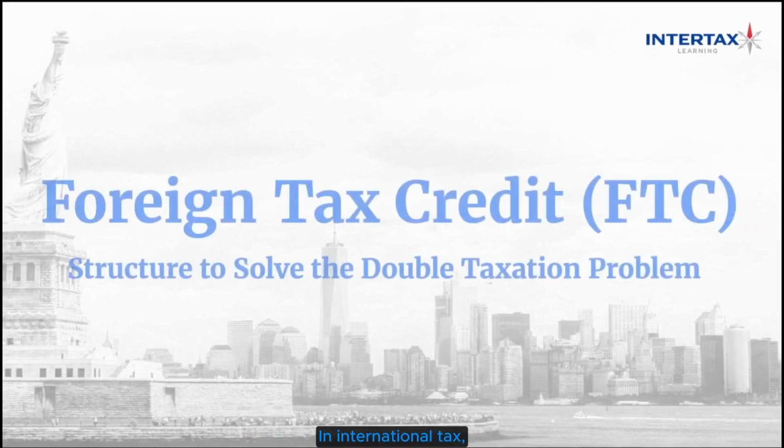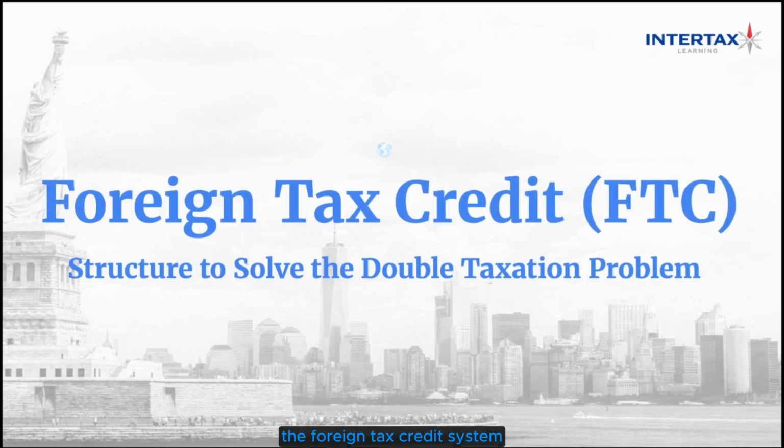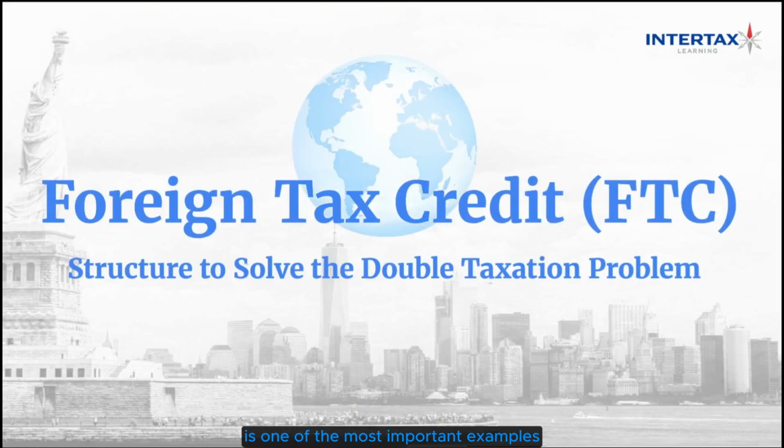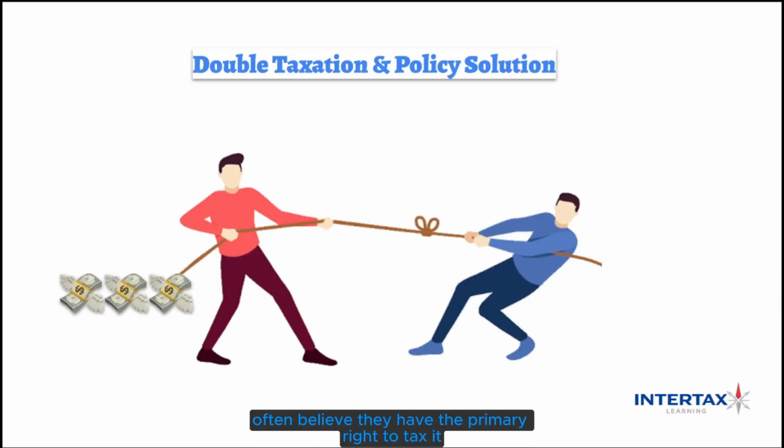In international tax, every rule exists to solve a structural problem. The foreign tax credit system is one of the most important examples. It is about how countries coordinate taxing rights in a global economy. When a company earns income from outside of its home country, the tax systems of these two countries often believe they have the primary right to tax it.